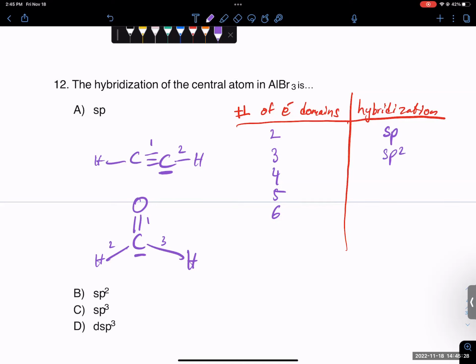Then for 4, let's look at CH4. So there's 1 here, 2, 3, and then 4. So there are 4 things attached, so the hybridization is sp3.